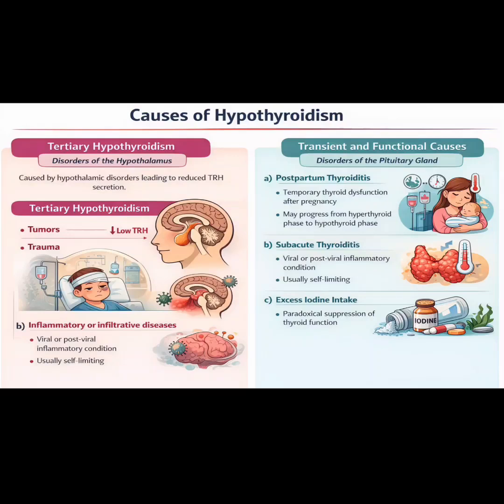Next, other causes we have are tertiary and transient functional causes. In tertiary, we have causes like tumors and trauma, which lead to low TRH. And then we have inflammatory or infiltrative diseases, which can be viral or post-viral inflammatory conditions, which are usually self-limiting.